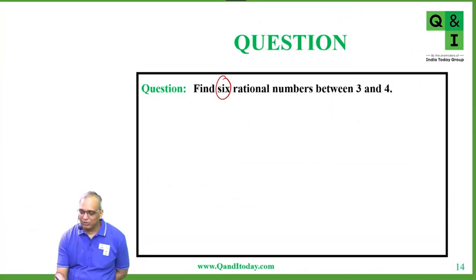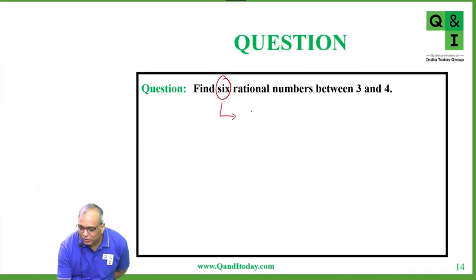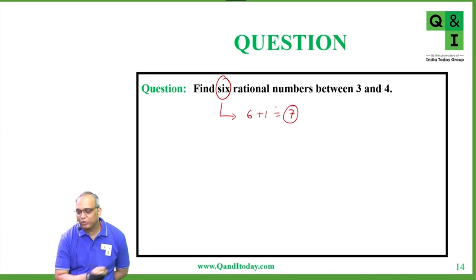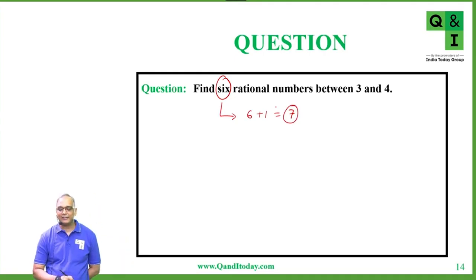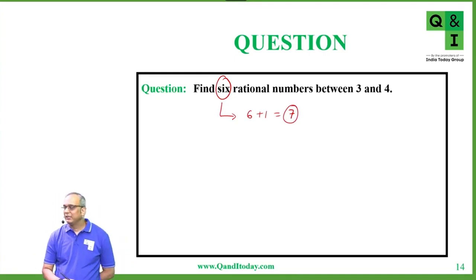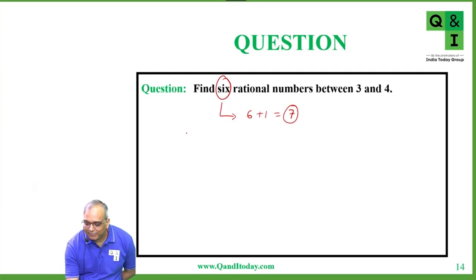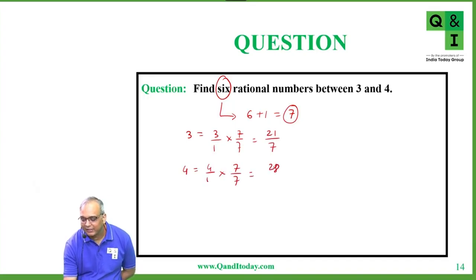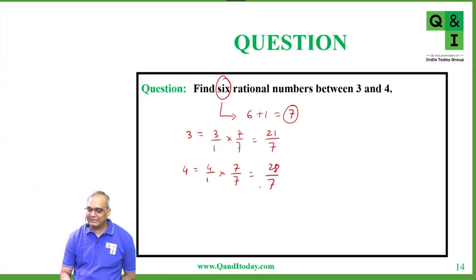Very good, Himanshu. Because we have to introduce 6 rational numbers, we'll add 1 to it. We will multiply both numerator and denominator by 7. Now 3 can be written as 3 by 1, and we can multiply both numerator and denominator by 7. We'll get 21 over 7. And 4 can be written as 4 by 1. We multiply both numerator and denominator by 7. We get 28 by 7.